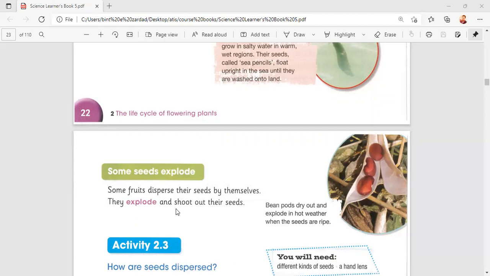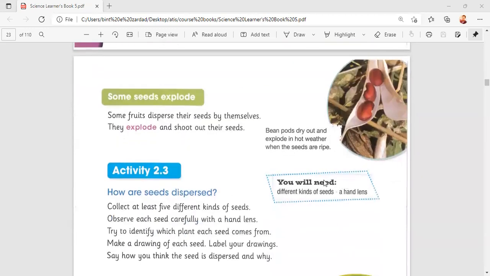So they explode and shoot out their seeds. Actually, what happens when it dries out is that there is gas inside. So then it's like a little blast, or you can say it explodes, and it opens and shoots out its seeds.